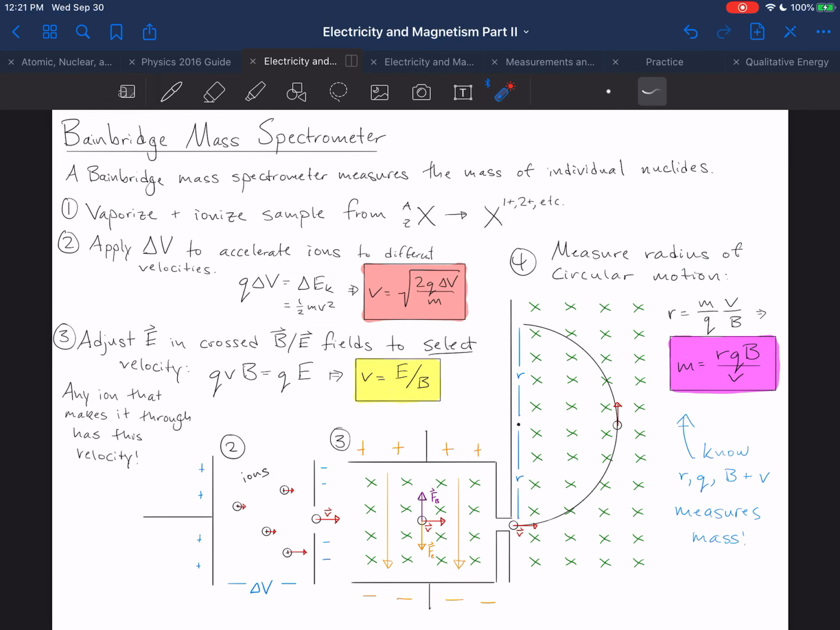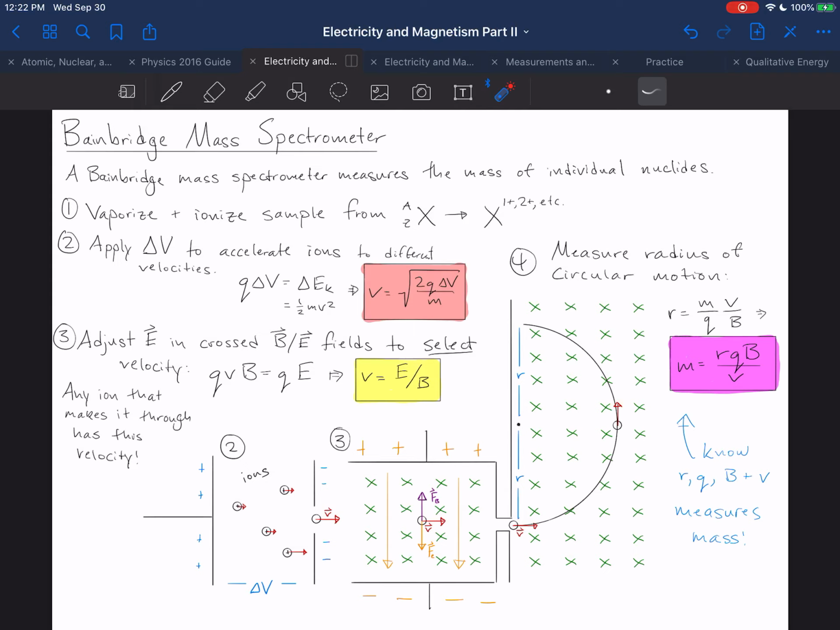So, a Bainbridge mass spectrometer is an instrument that is pretty important, and what it does is it measures the mass of individual nuclides. So it can help you tell the difference between, for example, carbon-12 with 6 protons and 6 neutrons, and carbon-14 with 6 protons and 8 neutrons.